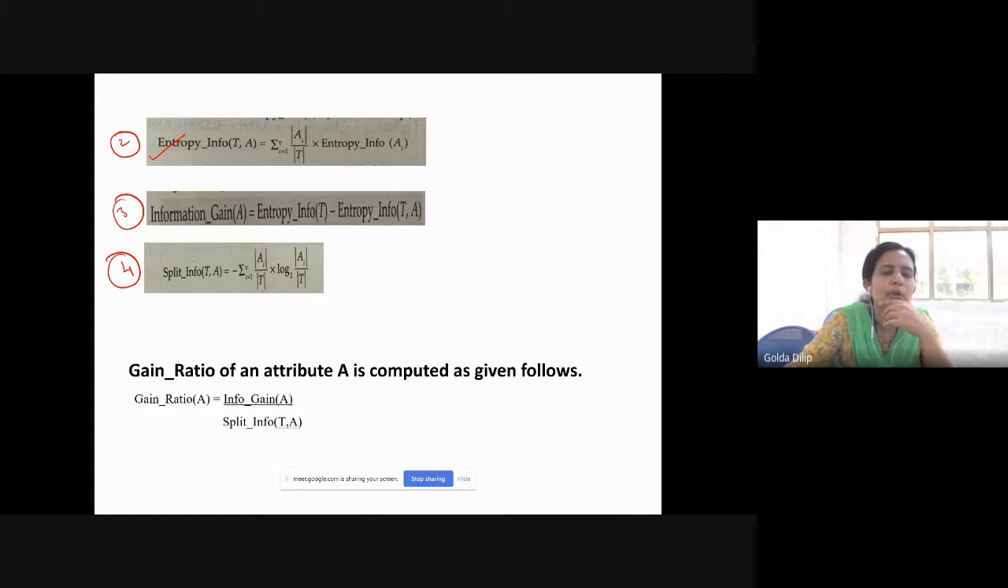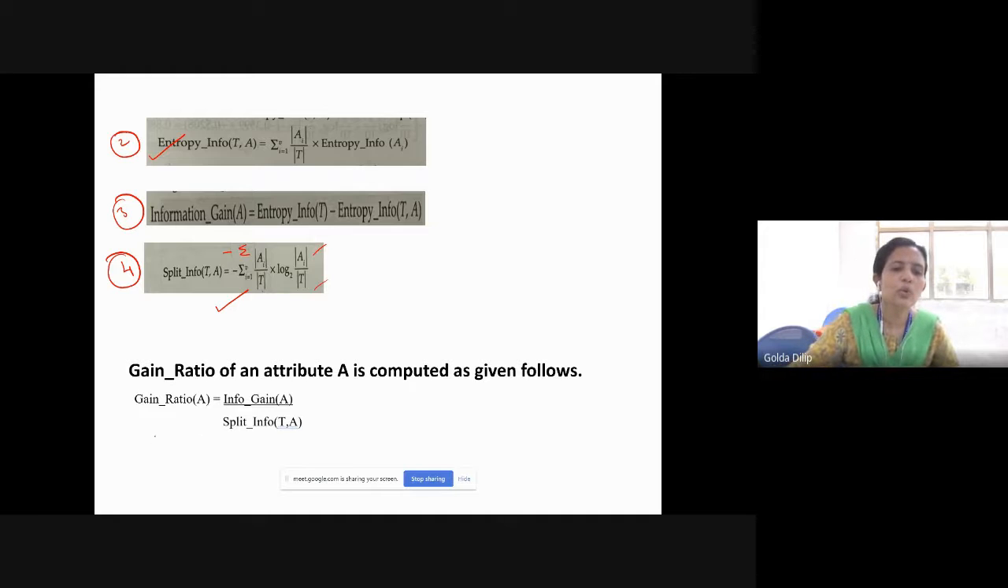By computing what is called the split information, the split information for the attribute is computed in this manner. Again you can see it's minus sigma. Please make a note, here it is minus sigma. It is ai by t into log to the base 2 of ai by t. With this equation, you compute the split information.